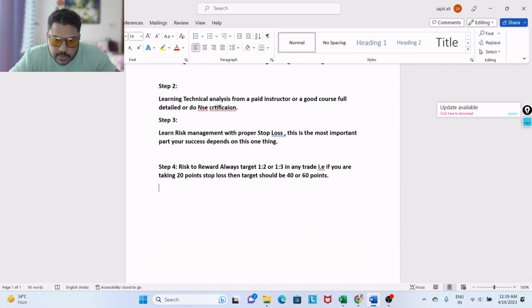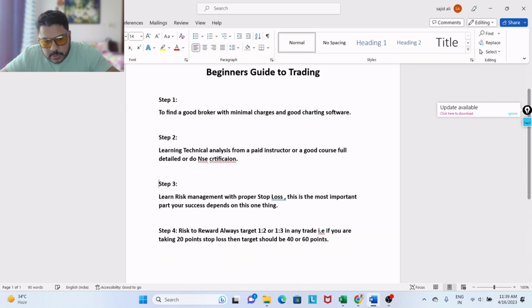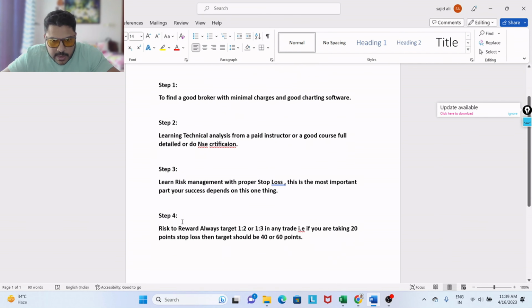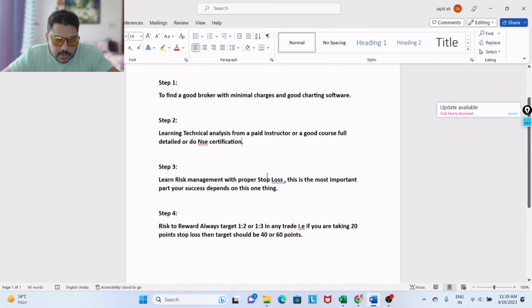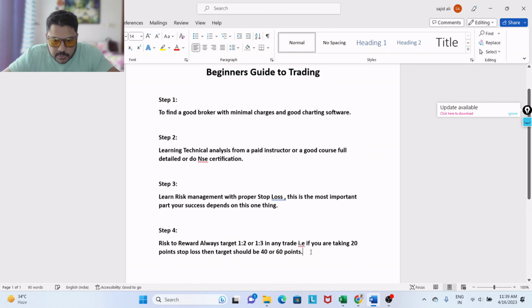Don't get out before your target is hit. Okay, so always ride through the entire process and book the profits as per this. Otherwise, what will happen is loss will be capped and you're booking profits too early. So don't book the profits too early. So these are the 4 steps you need to follow.